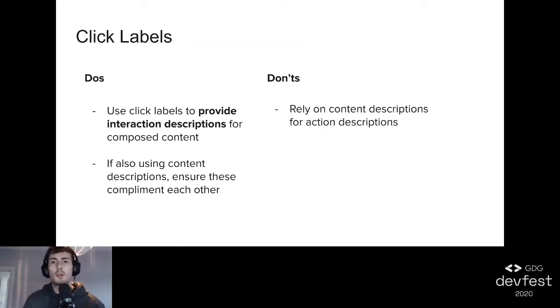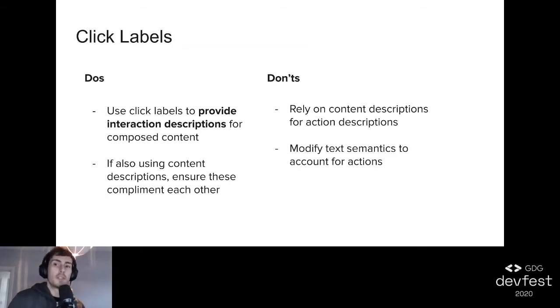We also should rely on content descriptions to describe the action for content. So the click labels are there for a purpose and what the user relies on for action descriptions. So we should be using those labels to describe that. And the same goes for modification of other semantic values. If you're describing a click action, use the click label to do so, not any other semantic properties that you may come across and think may be useful.